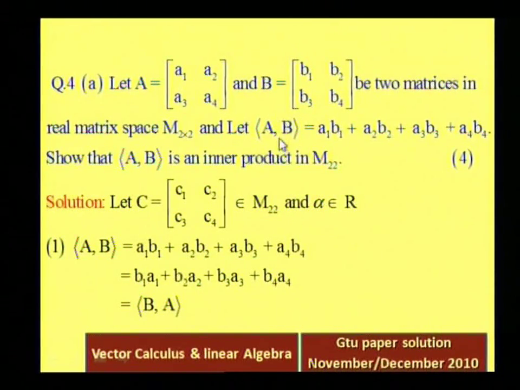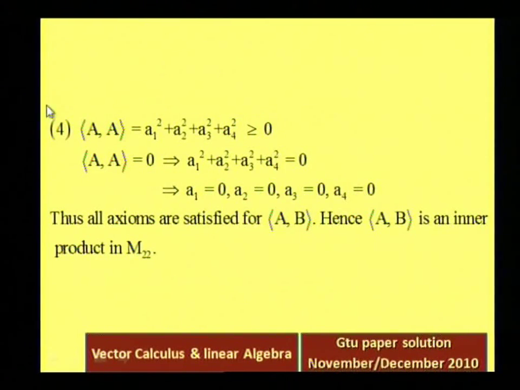So now when we define inner product A with A, that means what? A1 a2 a3 a4, and again we have the same matrix a1 a2 a3 a4. So inner product A with A is equal to a1 into a1 plus a2 into a2 plus a3 into a3 plus a4 into a4. So definitely you will get a1 square plus a2 square plus a3 square plus a4 square, right? And that is always greater or equal to 0. Inner product A with A is always greater or equal to 0.